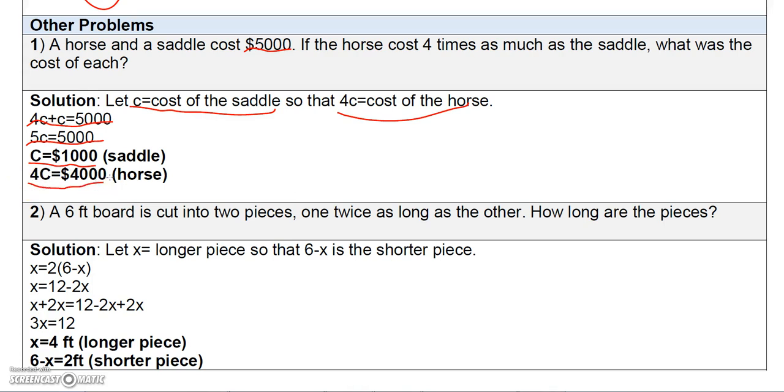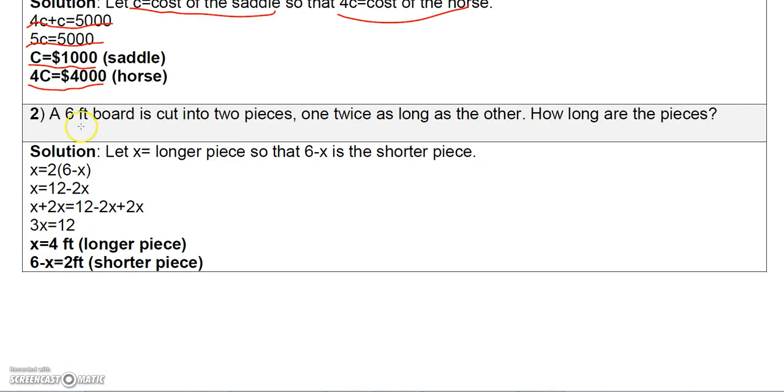And then the last one here: a 6-foot board is cut into 2 pieces. One is twice as long as the other. How long are the pieces? Well, let's let X be the longer piece, and then 6 minus X would be the shorter piece, because if you take a board that's 6 feet long and you take X away from it, you're left with 6 minus X. So we know that the longer piece, X, is equal to 2 times the shorter piece, 6 minus X. So that's our equation. And then 2 times 6 minus X is 12 minus 2X. So we get X equals 12 minus 2X.